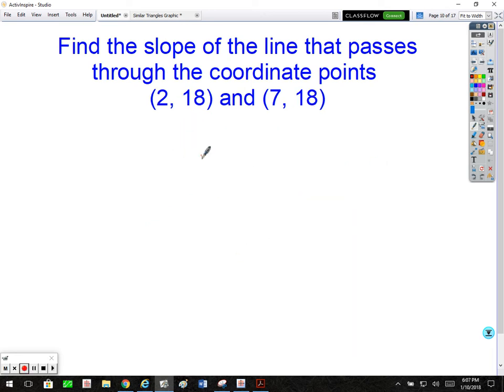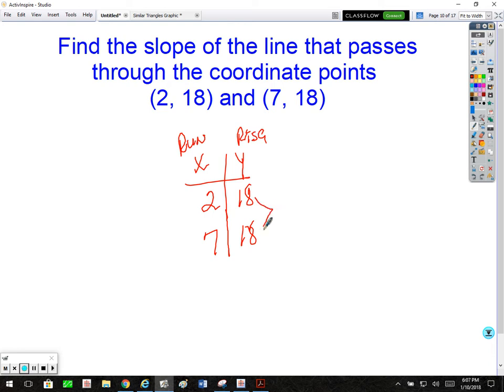All right, let's look at this pair. So we have x, we have our y, let's make our t-charts. We have 2 and 18 and 7 and 18. Okay, remember again, this is the run, this is the rise. All right, so the change from here to here, I started at 18, I ended at 18, is 0, or 18 minus 18 is 0 if you wanted to do the y2 minus y1. Okay, all right, so from here to here, 2 and 7, I went up 5, or 7 minus 2 is 5. So either way you wanted to do it.